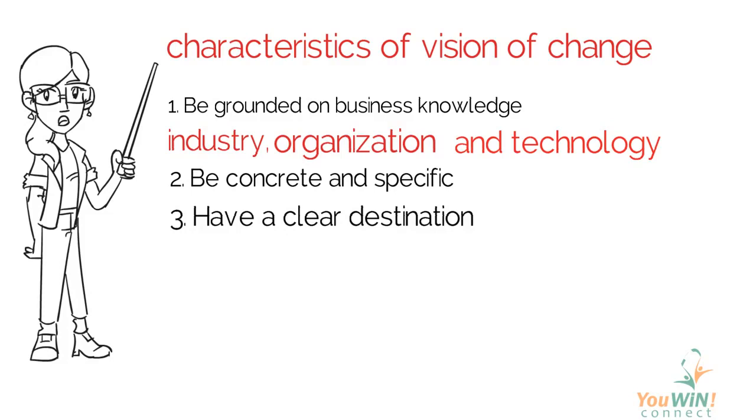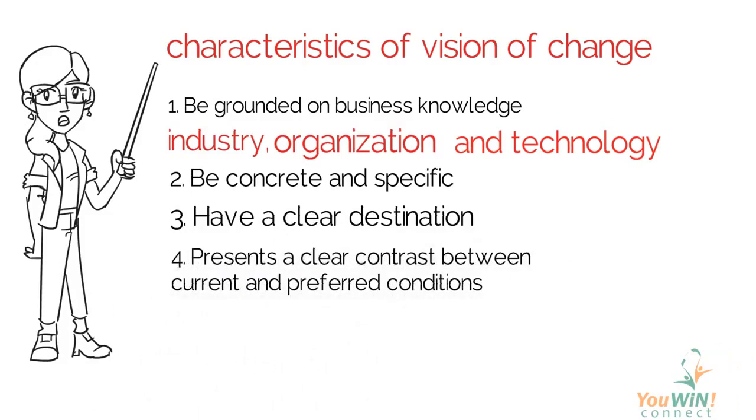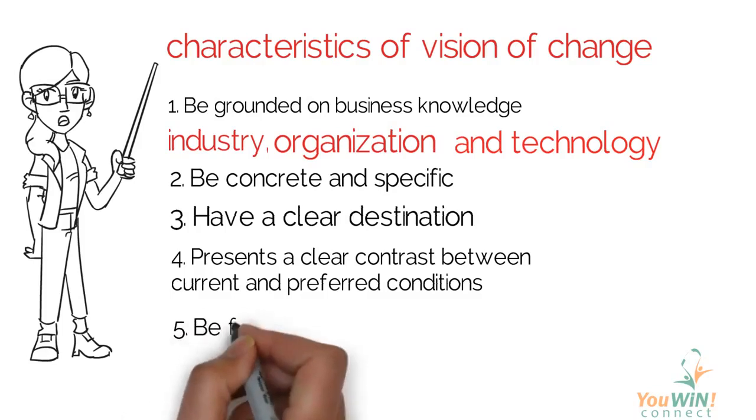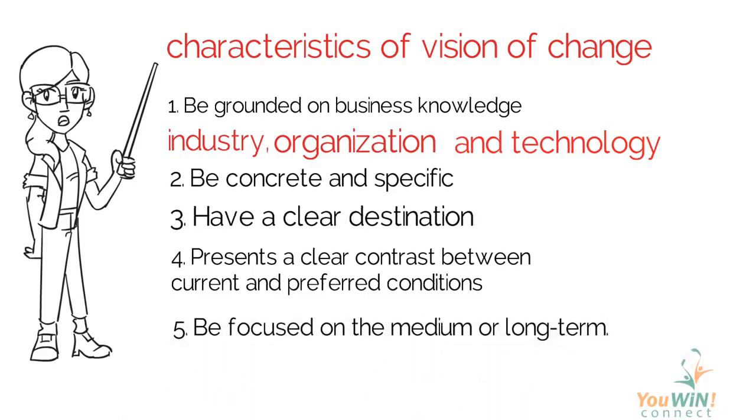4. It must present a clear contrast between current and preferred conditions. It needs to articulate why things need to change and the ways in which the future state is preferable to the current situation. 5. It must be focused on the medium or long term. A vision describes a future state, not next week or next quarter.